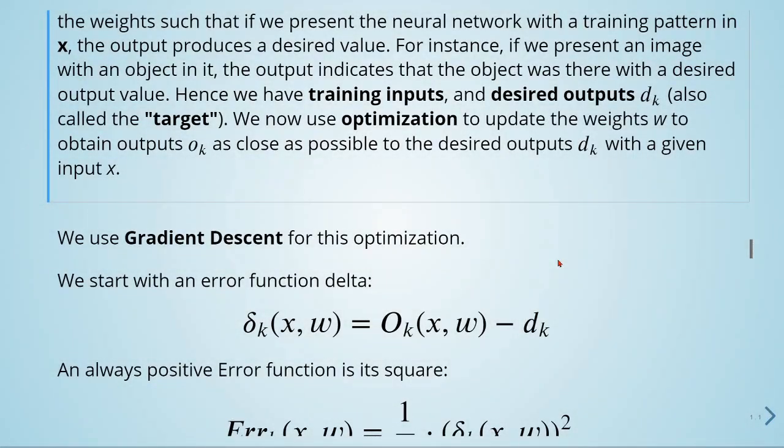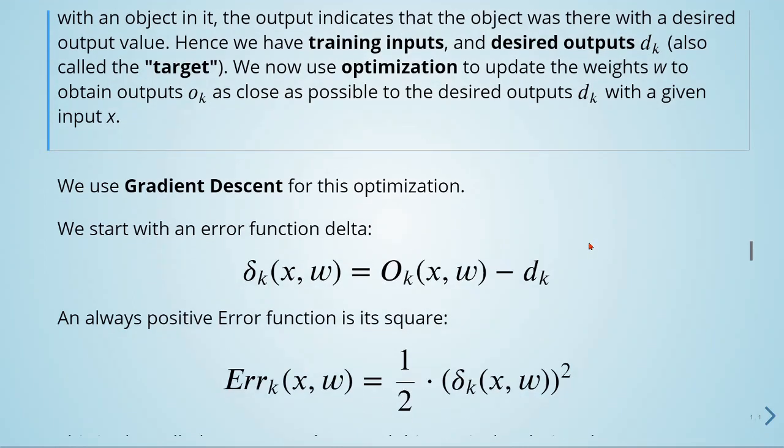For this optimization, we can use, for example, gradient descent. It's a very common optimization algorithm, with many variants, but there are also other optimization algorithms. So for gradient descent, we start with an error function delta.